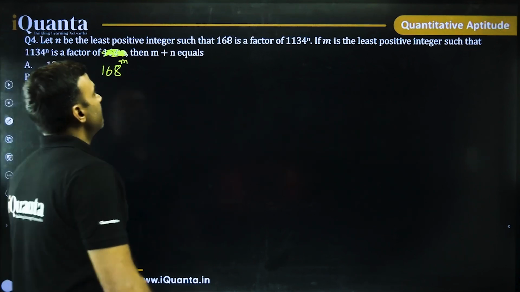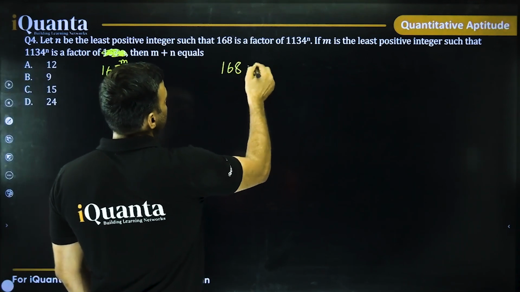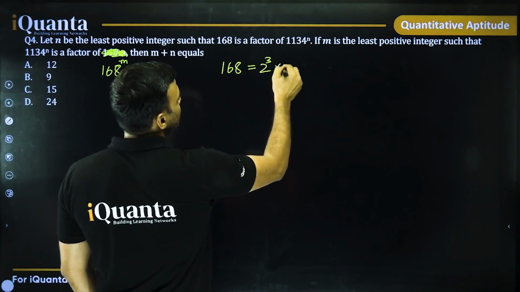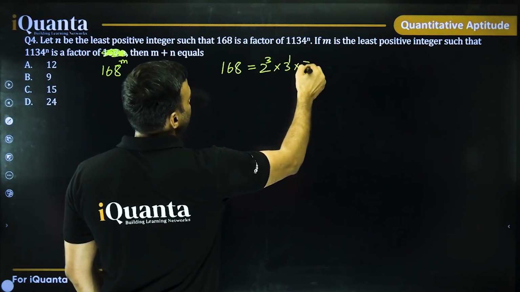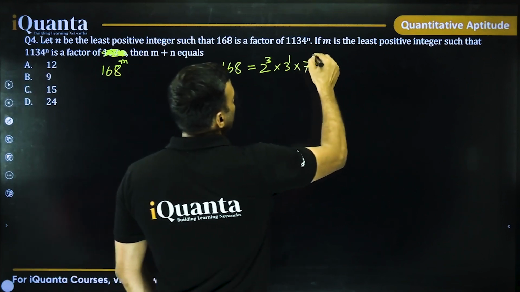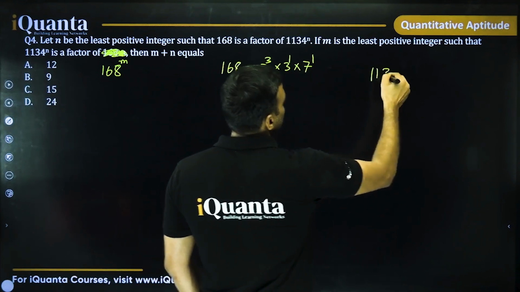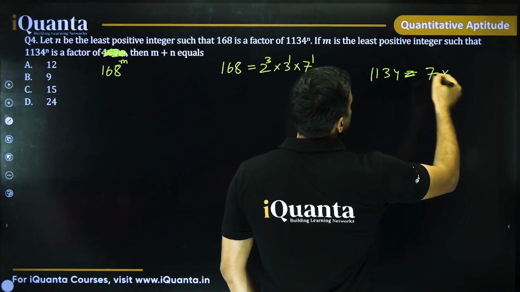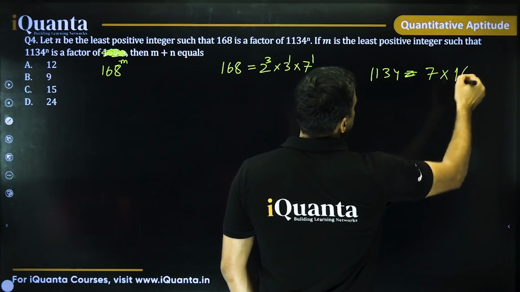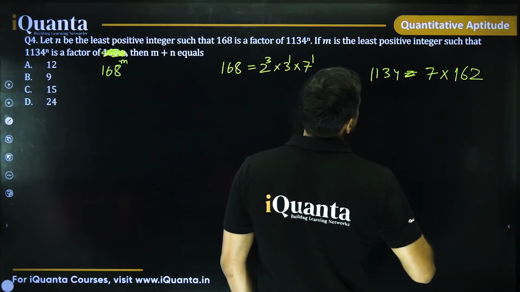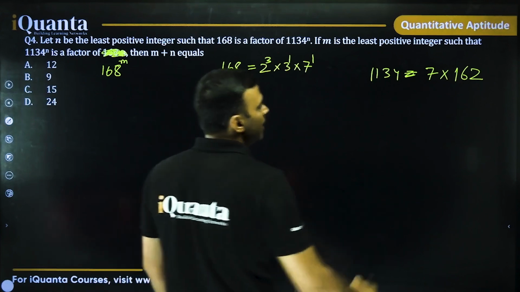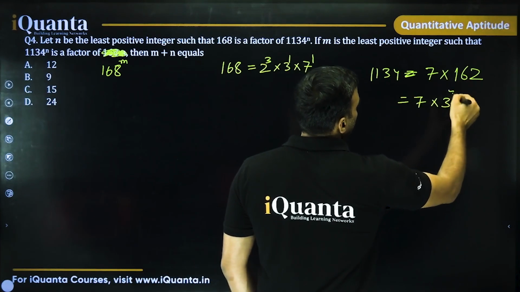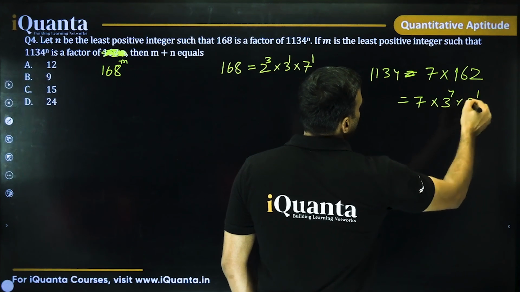Okay, first of all, you see 168 is divisible by 7. It is 7 into 24, that is 2 cube. Basically factorize it: 2 cube into 3 to the power 1 into 7 to the power 1, right? And 1134, factorize carefully. Is it divisible by 7? Let's check it. So it is 7 into 162. Yes, perfect, so it is divisible by 7. So eventually it is 7 into 81 into 2. So 7 into 3 to the power 4 into 2 to the power 1.